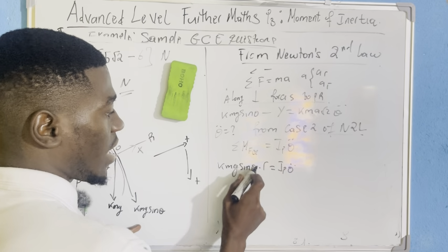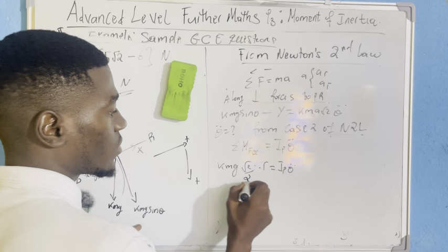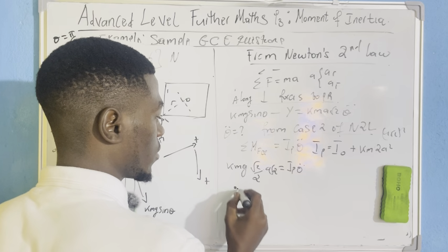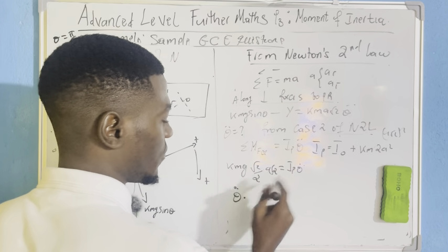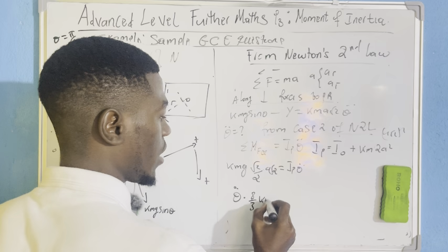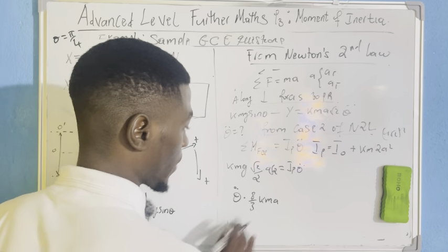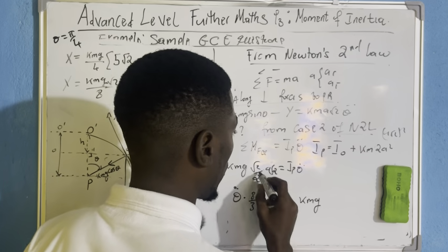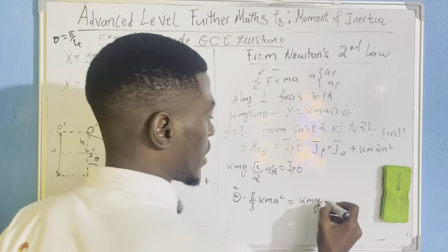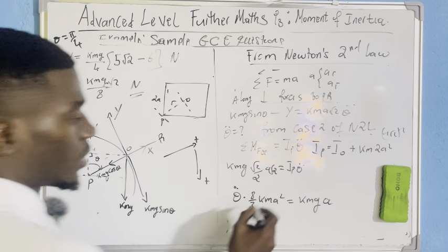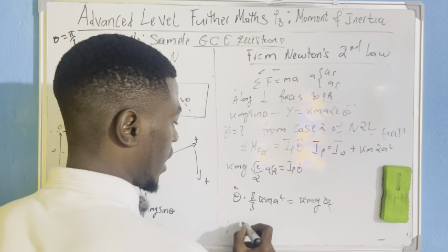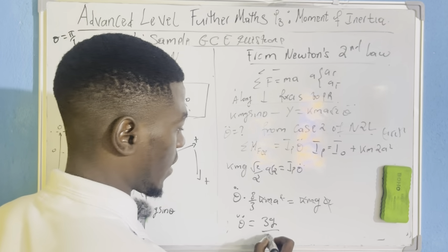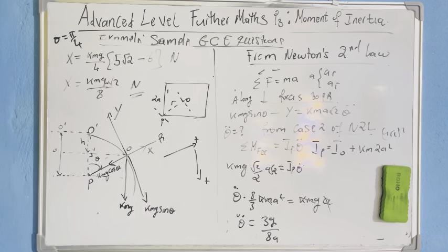And remember that sine theta is simply root 2 all over 2, and R is simply A. It means I can already make my theta dot. I'll have theta dot times moment of inertia about P, which was 8 all over 3 KMA square, equals KMG root 2 times root 2 is 2, divided by 2. It cancels, so I'll have here A. So KM cancels with KM here, A here cancels one time. It means my theta dot is simply equal to 3G all over 8A. So that is the value of theta dot.